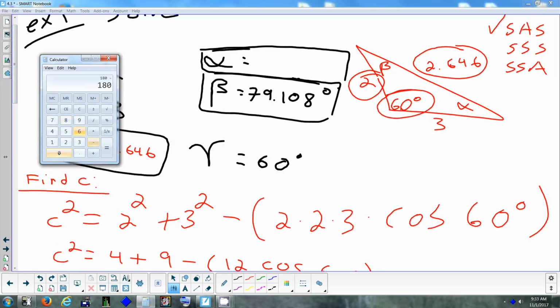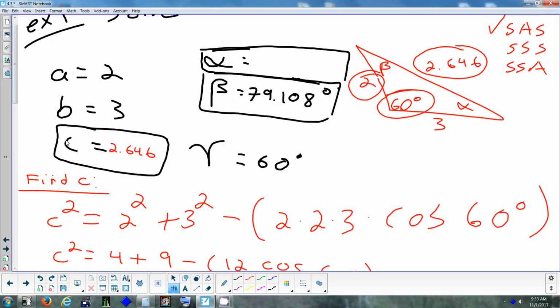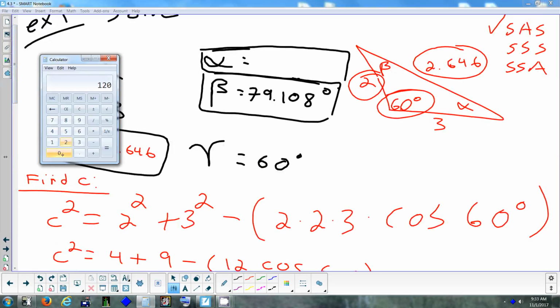Okay, so 180 minus gamma gives me 120. And then I'm going to minus 79.108. So if you were to go through and find alpha the same way we just found beta, you should get 40.892. Maybe you'll get 893, 895, it might be a little different, but it should be 40.89 something.